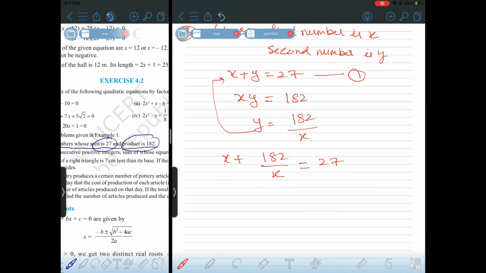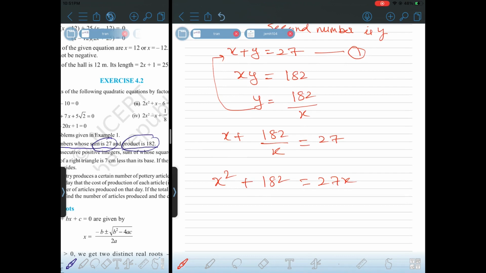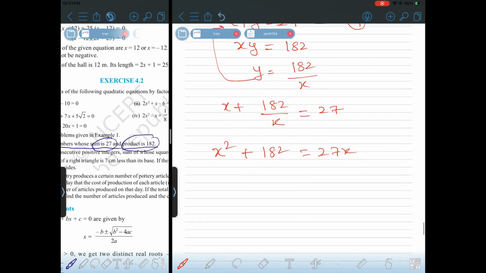Now we can simply multiply the whole equation by x. So this becomes x square, and the x vanishes from the fraction because it will come as a multiply. So it becomes x square plus 182 is equal to 27x, right? So we have multiplied the whole equation by x. Let's rearrange this: x square minus 27x plus 182 is equal to 0. Now we have a very similar equation that we are used to solving.